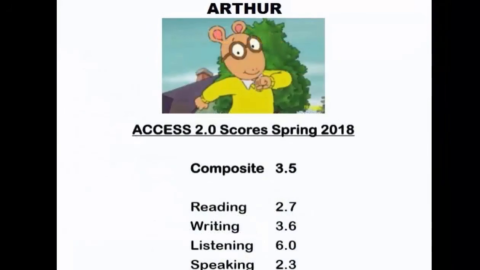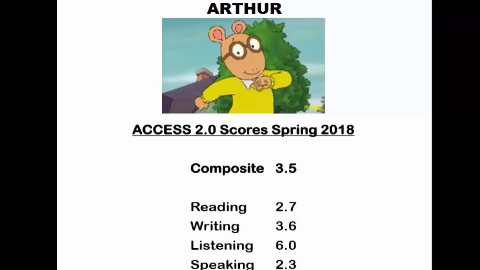Arthur is an English language learner. On the Access 2.0, he scored a composite of 3.5. Officially, he's a level 3 student, but he's halfway to being a level 4 student. Now, let's look a little more closely at Arthur's score on each of the different components.